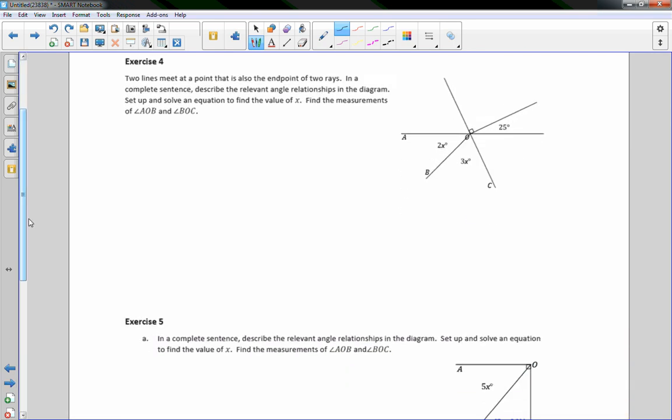Exercise 4, now it's your turn. Pause the video, see how you do, come back, and we'll take a look.